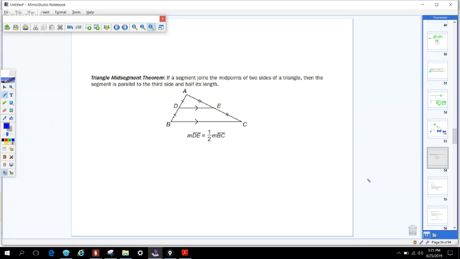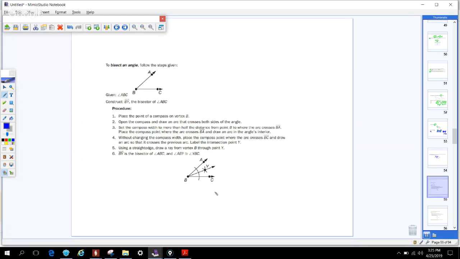Okay. Next, just know this one. If you have these two lines parallel, and I were to connect these midpoints here, it creates congruent parts. That's it. Nothing too big. It's called the mid-segment.